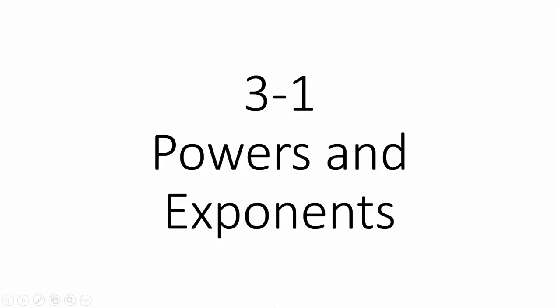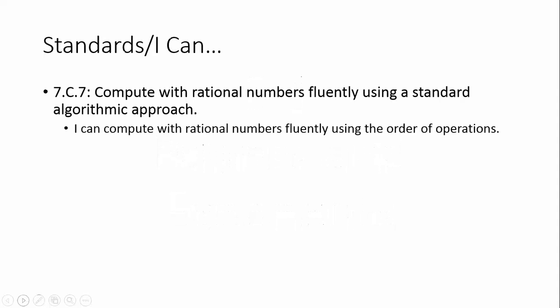The first section in Unit 3 is titled Powers and Exponents. So for your standard today, it's 7C7, computing with rational numbers fluently using a standard algorithmic approach. Basically, you can compute with rational numbers using the order of operations.